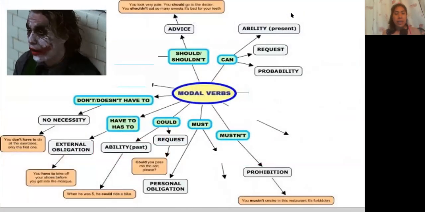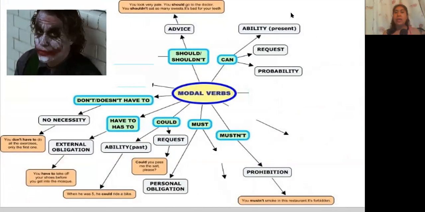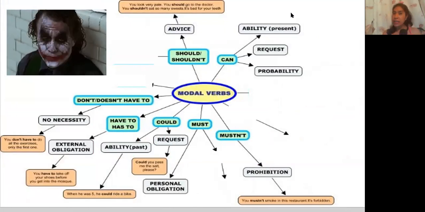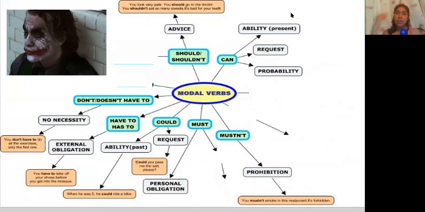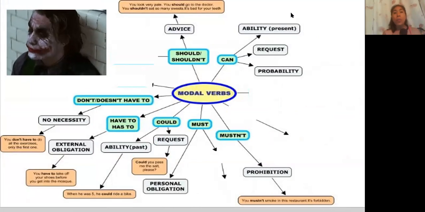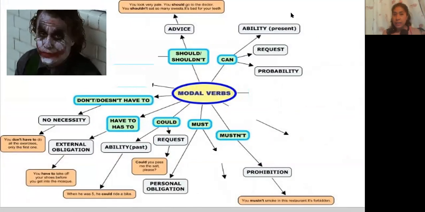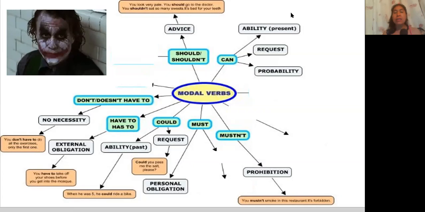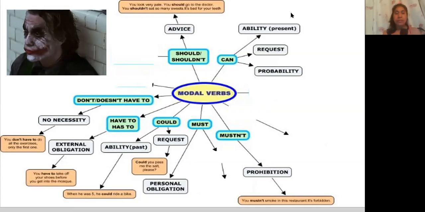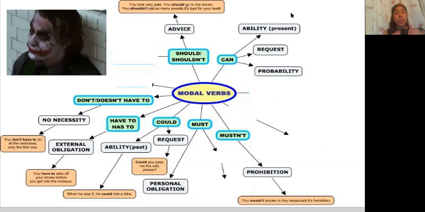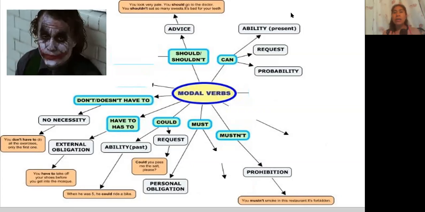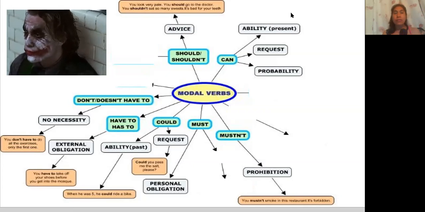Okay, now, a little review of all of them. Can express at least 3 things: ability, request, probability. Must in positive expresses a personal obligation, my moral decision. But mustn't in negative expresses a prohibition. Okay, what about could? Could is the past, and we usually use it for requests, like, could you bring me a little piece of chocolate cake, please?